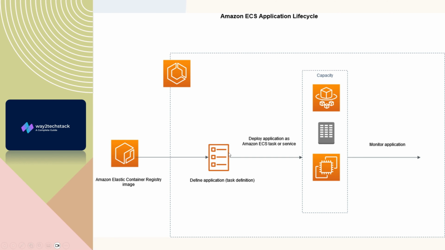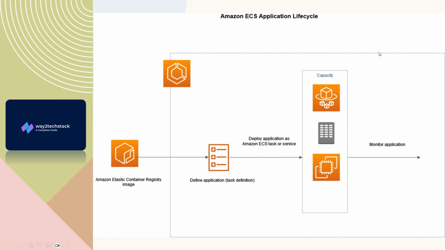Now, after creating a task definition on the ECS cluster to deploy the application, either we have to create a task, which is called a standalone task, or we have to create a service, which is a concept of replication. We can use either of these two approaches in order to deploy your application on the capacity options we have. Do remember that. After that, we can monitor our applications or the cluster by integrating CloudWatch.